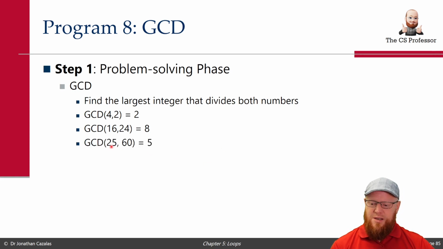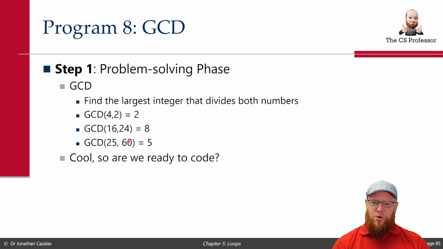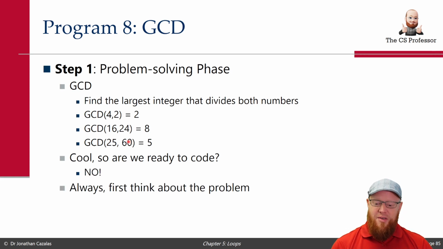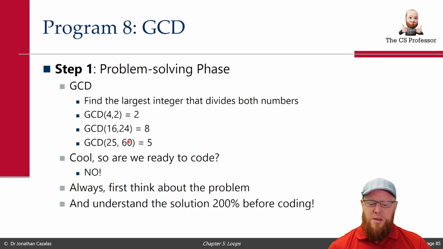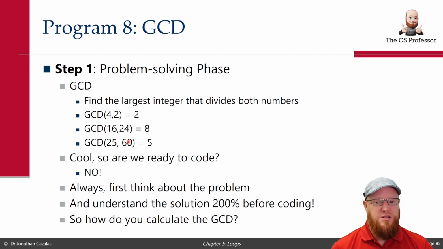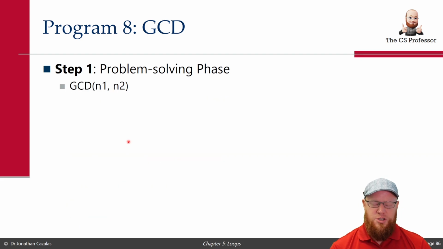What's the GCD of 25 and 60? The answer is 5. So now say, cool, are we ready to code? People always want to start coding immediately and skip the problem solving phase. The answer is no. We want to think a bit more about the problem, understand that solution perfectly before we try to go calculate that GCD.